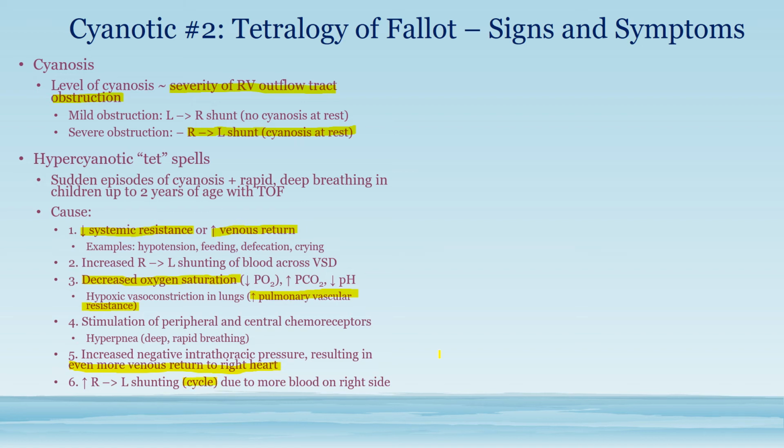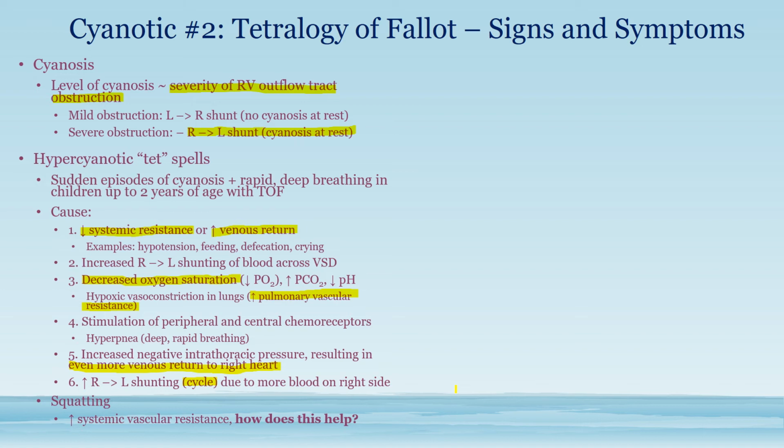So this is why having this tetralogy of Fallot, all these signs and symptoms, and having all these 4 defects can lead to major problems, because this is not a normal way the heart's supposed to look, and the cycle that the body uses to protect itself actually harms the body by increasing the right to left shunting in the end.